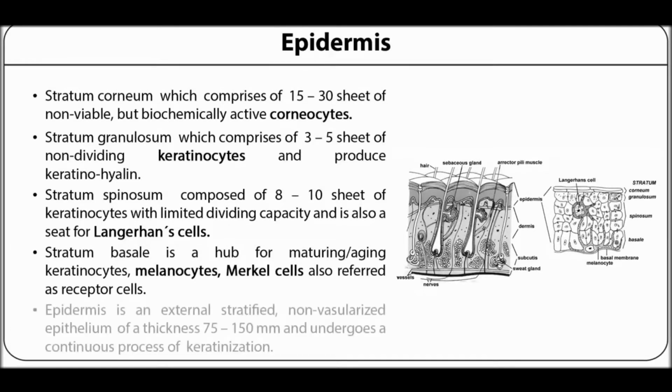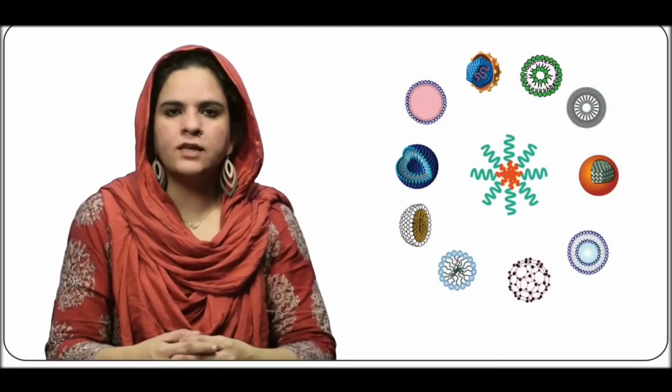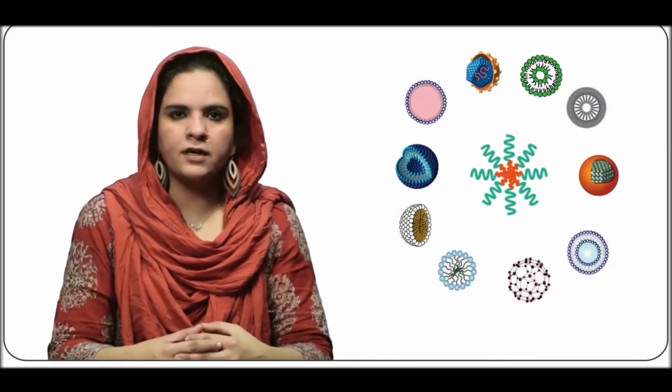To sum up, the epidermis is an external, stratified, non-vascularized epithelium with a thickness ranging between 75 to 150 micrometers, and it undergoes a continuous process of keratinization. Just a while ago, we studied the epidermal layer.